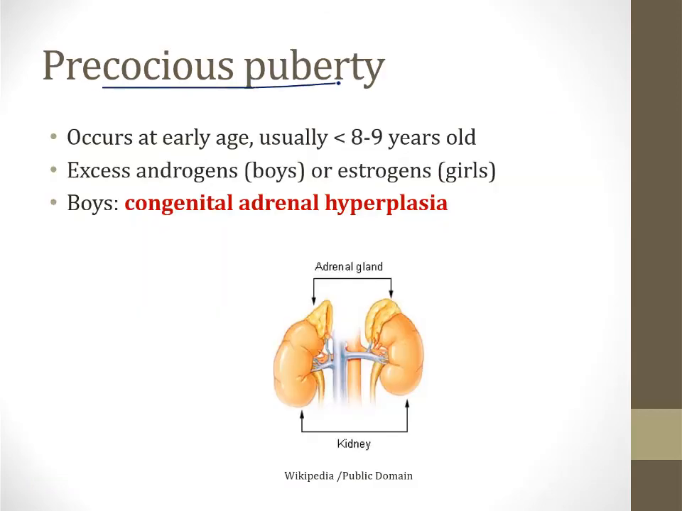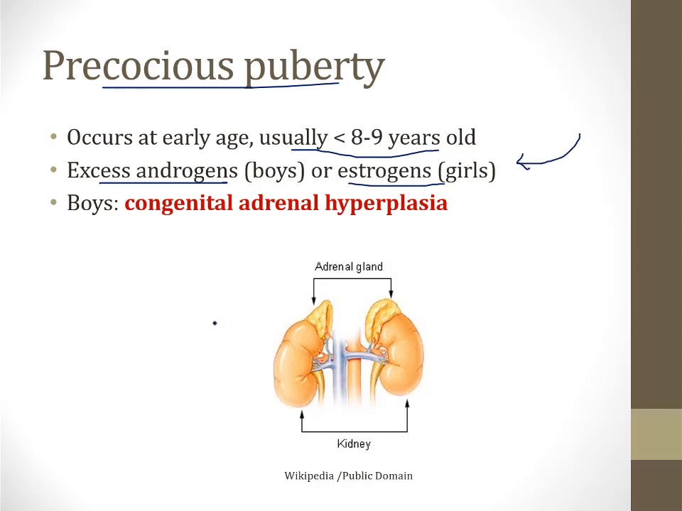Precocious puberty is very rare, but it often comes up in board questions because it is a way to test your understanding of the sex hormones. Precocious puberty occurs at an early age, usually before 8 to 9 years of age. In boys, it's caused by excess androgens, and in girls, it's caused by excess estrogens, and this is what you want to remember for step 1.